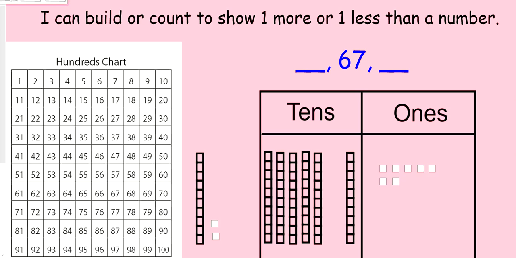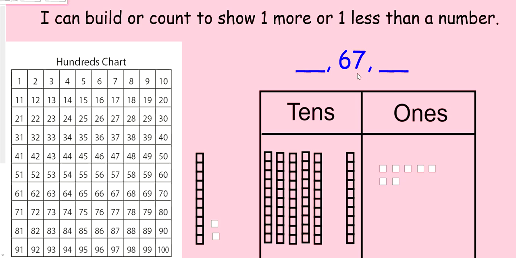Today, our I can statement says, I can build or count to show one more or one less than a number. We are going to use two different strategies today to show one more or one less. We are going to build on a tens and ones chart, and we are going to count on a hundreds chart. Let's look at our first number. Read it with me.